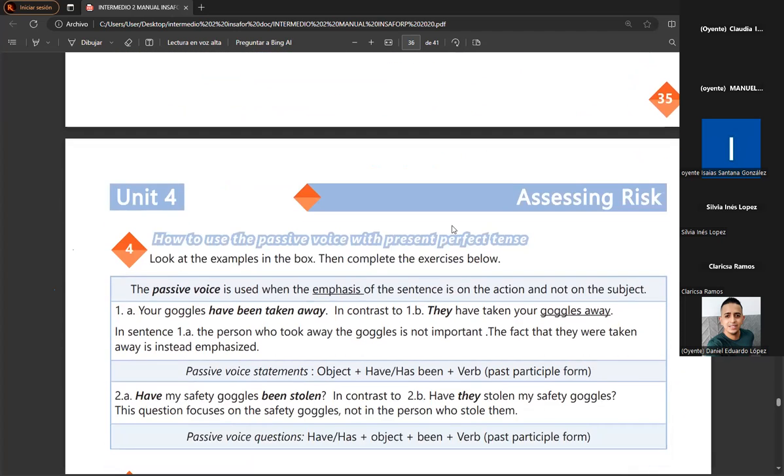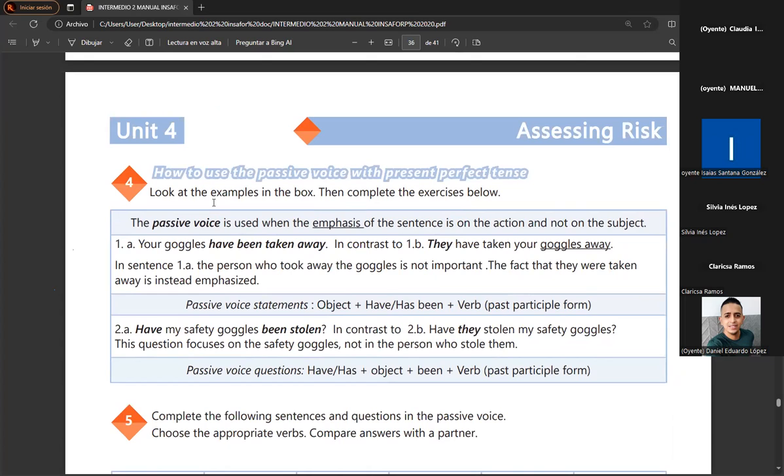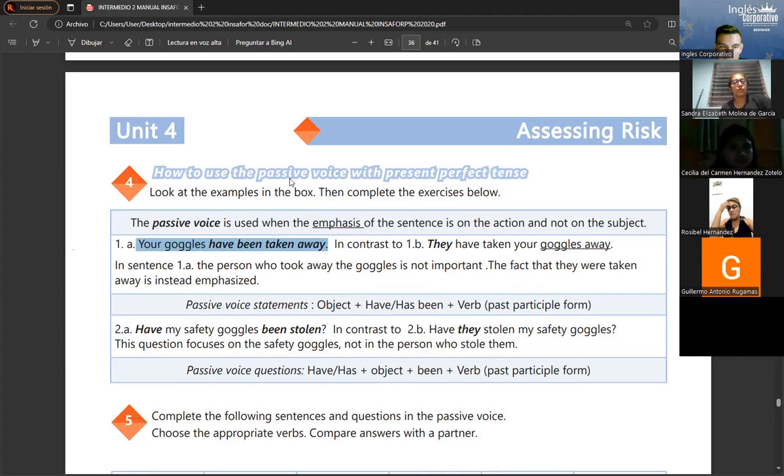Okay, well, let's continue. All right, the passive voice. The passive voice is used when the emphasis of the sentence is on the action, and not on the subject. Your goggles have been taken away. In this sentence, number one, tell me, what is the subject of the sentence? Your goggles. What is the auxiliary?